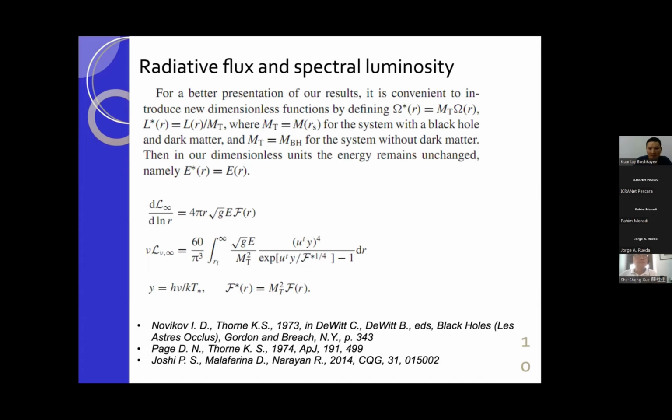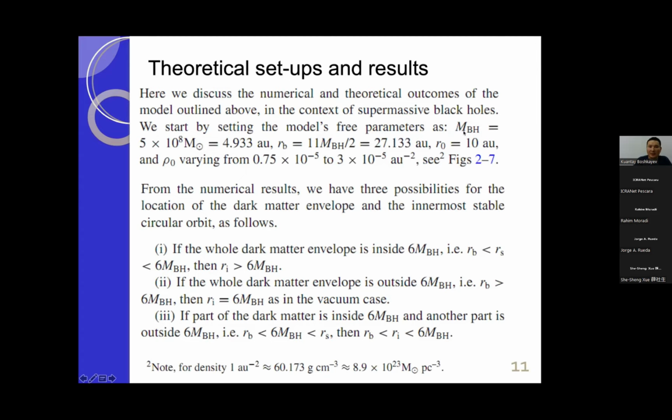So spectral luminosity is also a function of the ISCO radius. That's why we were interested in whether dark matter somehow also influences the ISCO radius, because it defines the flux, spectral luminosity, and differential luminosity of the accretion disk. Since we have some free parameters, in order to study the system, we should impose them a priori. For example, in the case of black hole mass, we have chosen as an example 5 million solar masses. It is actually the average of supermassive black hole mass, and in geometric units, it is around 5 astronomical units.